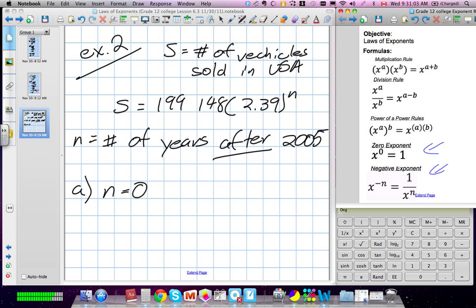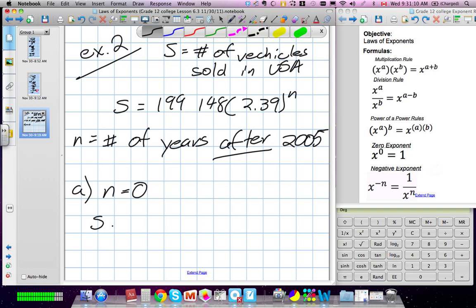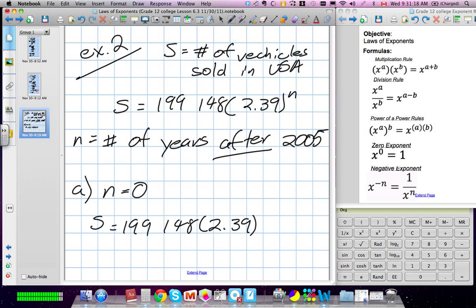So we're going to take our equation. S is equal to 199,148 times 2.39 to the power of 0. What will happen to 2.39? How do I evaluate that to the power of 0? What is that equal to? That's right. 2.39 to the power of 0 is equal to 1. Any number to the exponent 0 is equal to 1. So we get S is equal to 199,148 times 1. What is it equal to?